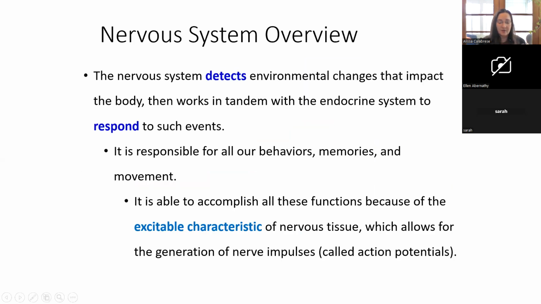So the overall job of your nervous system, it's the system that's in charge of everything, right? The purpose is to detect changes in the environment, whether that's the external environment, like it's getting too cold outside, so we need to adjust our body temperature, or the internal environment, like our blood sugar is too high, we need to adjust that down. So it's detecting those changes in the environment and then making decisions on how to respond to those changes appropriately.